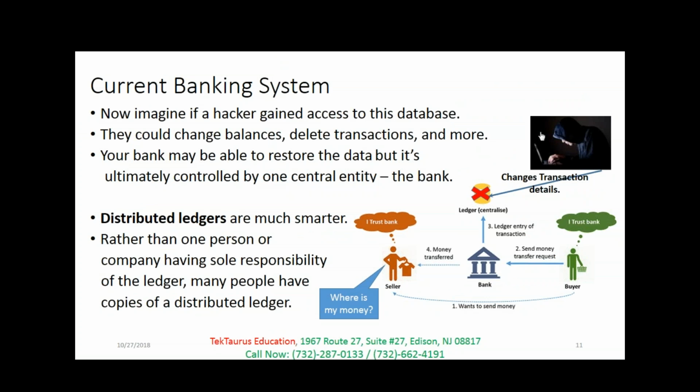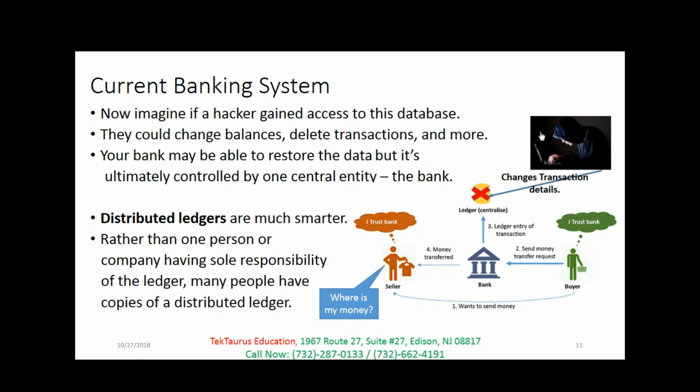Now, imagine a hacker gained access to the database. There is a central database. Somehow the hacker gained access. You might have heard a lot of news about someone hacking the database of a bank, and millions of money being transferred to other networks or banks. It happens nowadays.